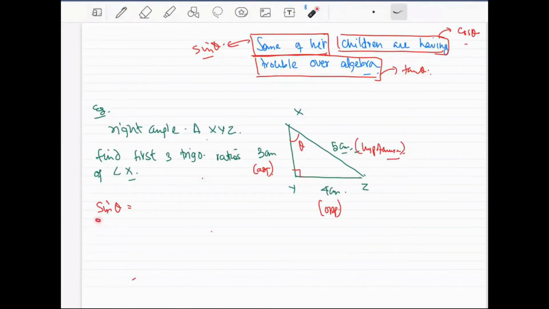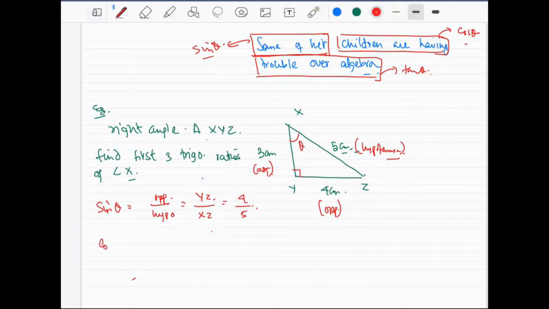How do we find sine theta then? Just look here. As it says, some of her: S represents sine, O represents opposite. It's SOH, opposite divided by hypotenuse. So we will have opposite by hypotenuse. With respect to angle theta, the opposite side is YZ. The hypotenuse is XZ. Just put in the values: YZ is 4, XZ is 5. That's it. You can keep it as 4 by 5. No need for further calculation.